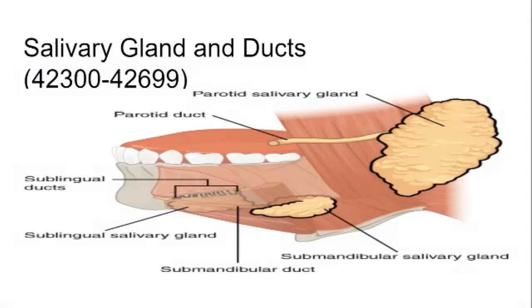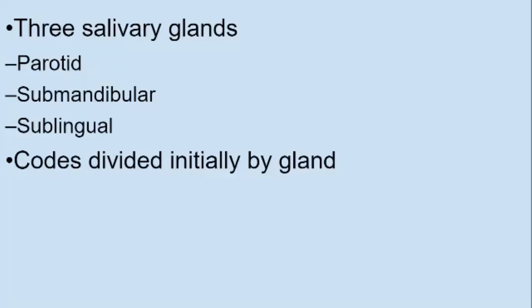So now we're going to move into the salivary glands and ducts, 42300 through 42699. That's just one page over. You have three salivary glands: the parotid, submandibular, and sublingual. And the codes are divided initially by the gland. So let's take a look at salivary gland and ducts, starting at 42300.